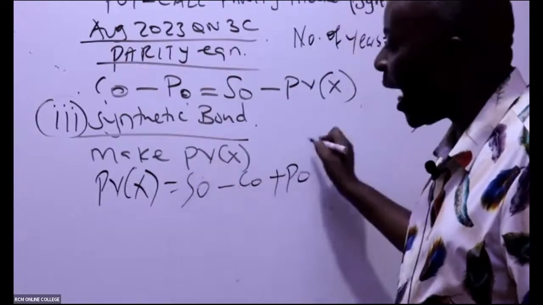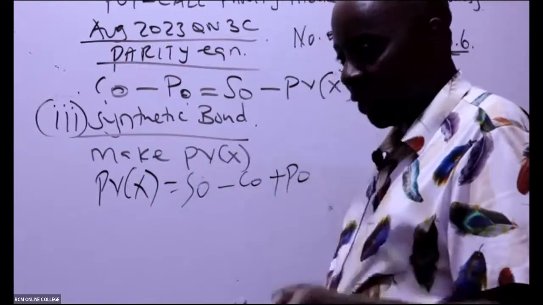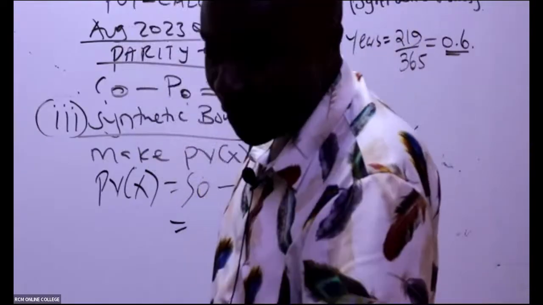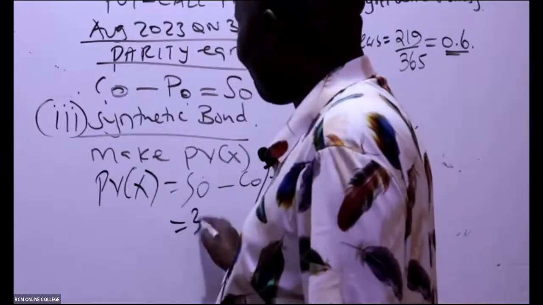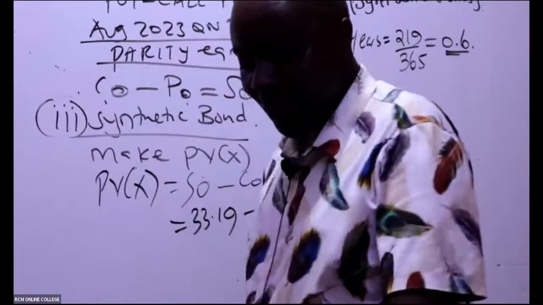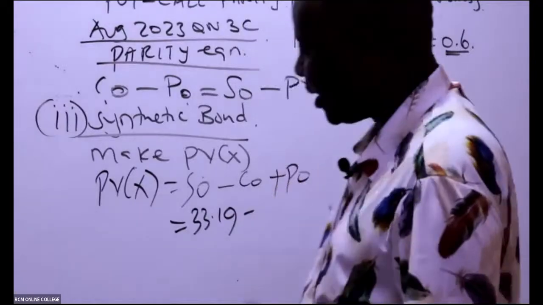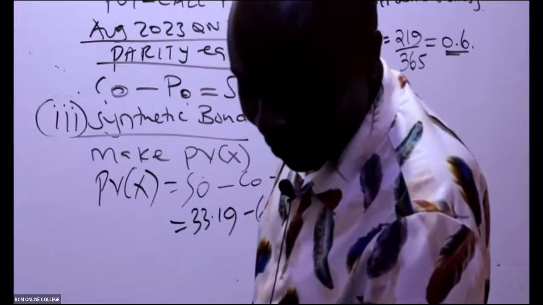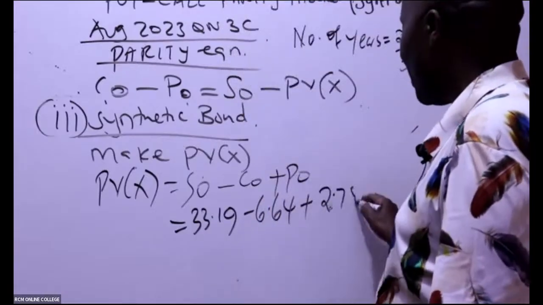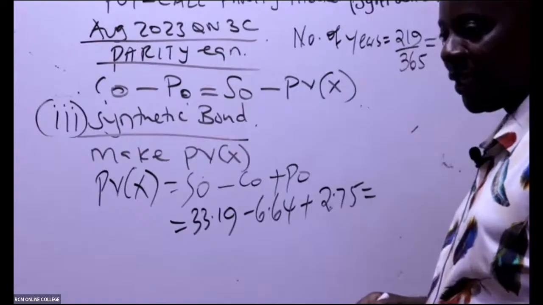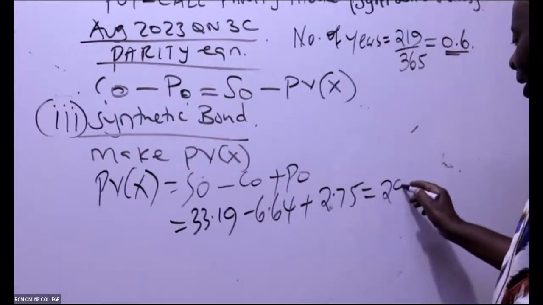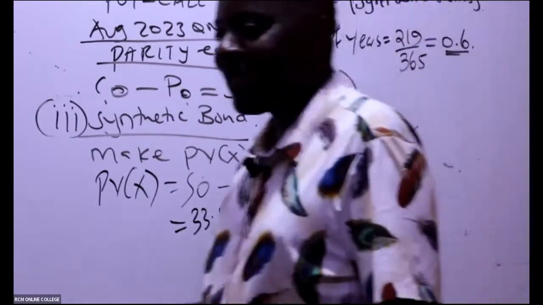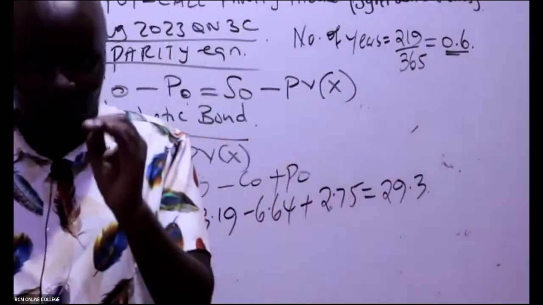So do we have this actual? Remember here you're using actual values that are given in the question. So SO, the stock price. You know SO is the stock price, 33.19. Minus the call price. The call price is 6.64. Plus the put price. Put price is what here, somebody? 2.75. So what figures are you able to get, ladies and gentlemen? Here I'm being given a figure of 29.3.